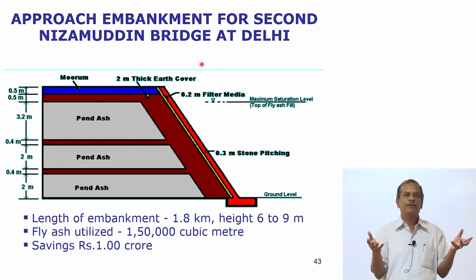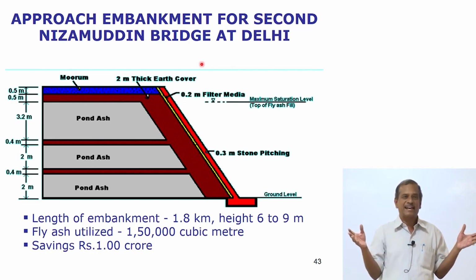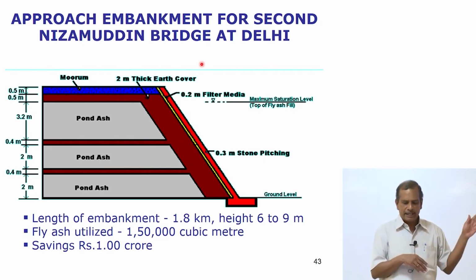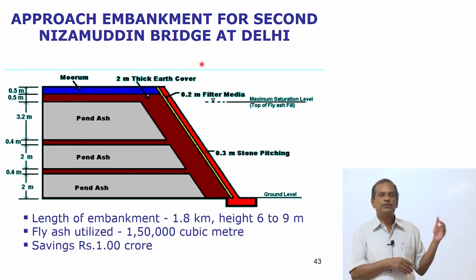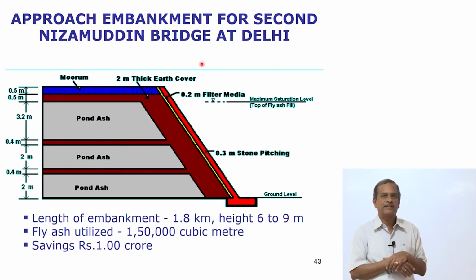A huge quantity of material can be used in road construction. For example, the outer ring road which I talked about for Chennai, we used more than 1 lakh cubic meter of fly ash. This is one for an embankment in Nizamuddin bridge at Delhi. The length of the bridge embankment is around 1.8 kilometers. Height varies from 6 to 9 meters. We have used nearly 1.5 lakh cubic meter of fly ash here.